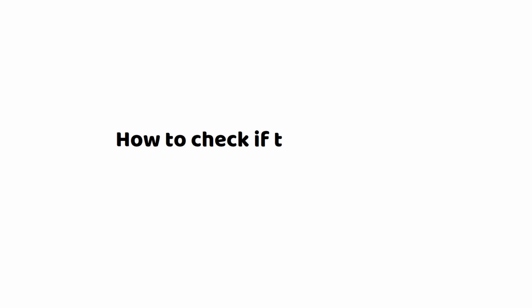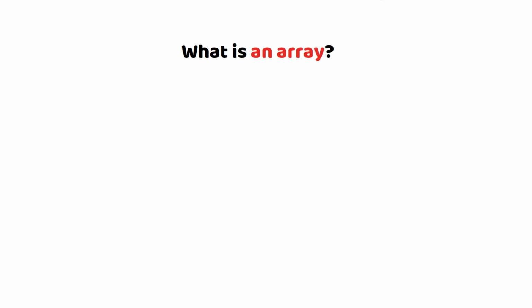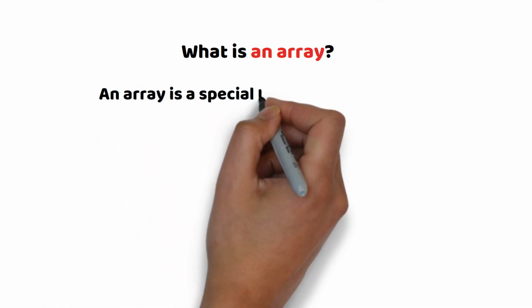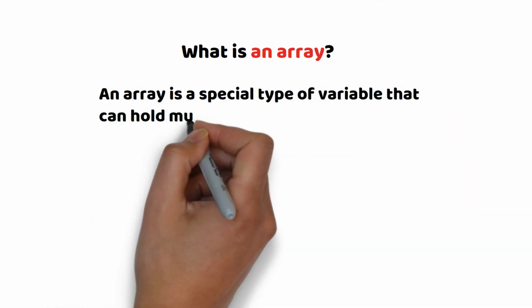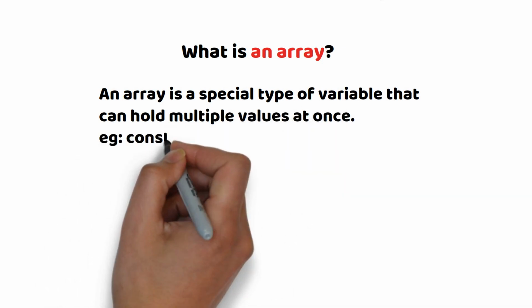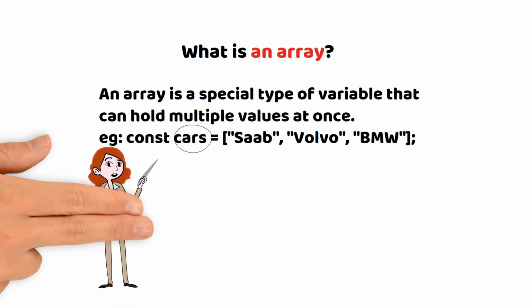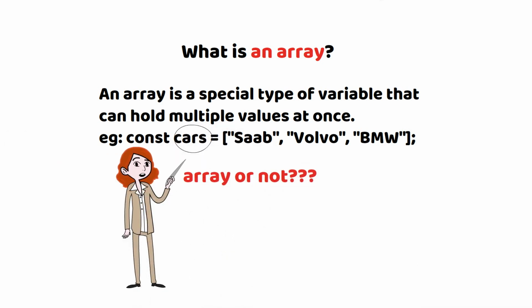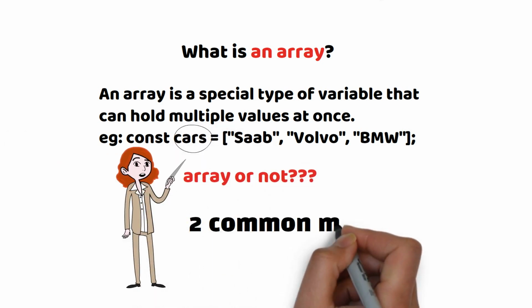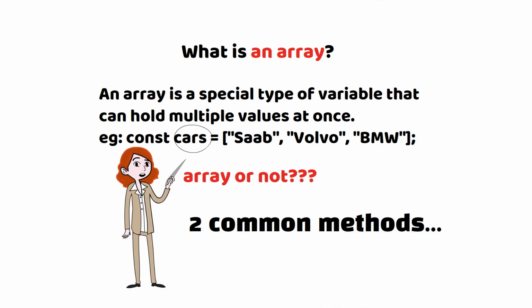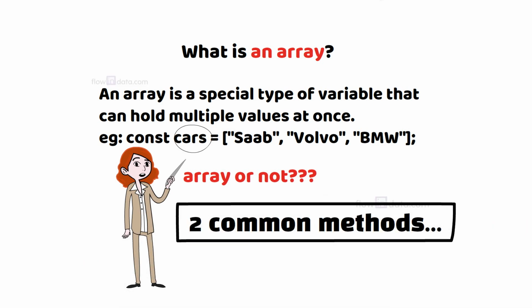In this video, we will be discussing how to check if a variable is an array in JavaScript. Now, first things first, what is an array? An array is a special type of variable that can hold multiple values at once. Okay, so how do we check if a variable is an array in JavaScript? There are a few ways to do this, but today we will focus on two of the most common methods.